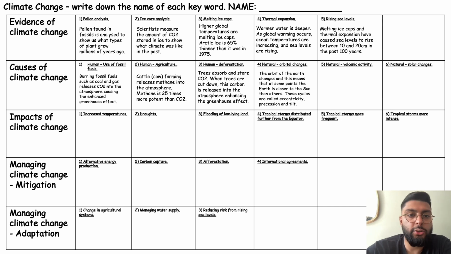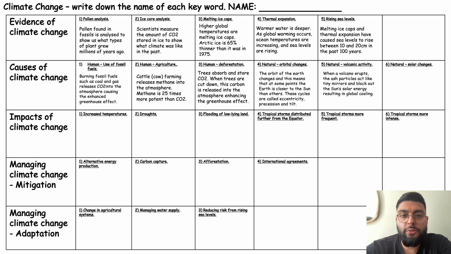So the cycles are called eccentricity, precession and tilt. The one we learn most about is eccentricity. Those three are known as the Milankovitch cycles. The scientist that discovered them, Milankovitch, talked about eccentricity as essentially the shape of the Earth's orbit. Sometimes it's more circular, sometimes it's more elliptical. That affects how much radiation from the Sun the Earth is receiving, and decides whether we are in glacial periods, so cold periods, ice ages you might know them as, or warmer interglacials, which are the warmer periods where we don't have any ice on the North and South Pole.